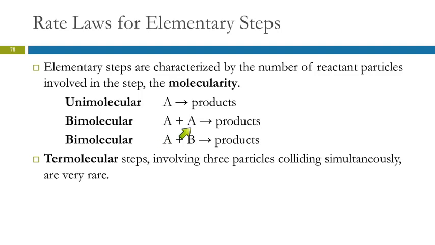Now, they can be the same substance. You could have two atoms of the same element colliding and forming a product. That's still bimolecular. Or you could have two different substances colliding and forming products. Okay? You can also have termolecular, which would be three different particles colliding. They have to collide simultaneously with the correct orientation. Those sorts of elementary steps are very rare. They do exist, but they're very rare.